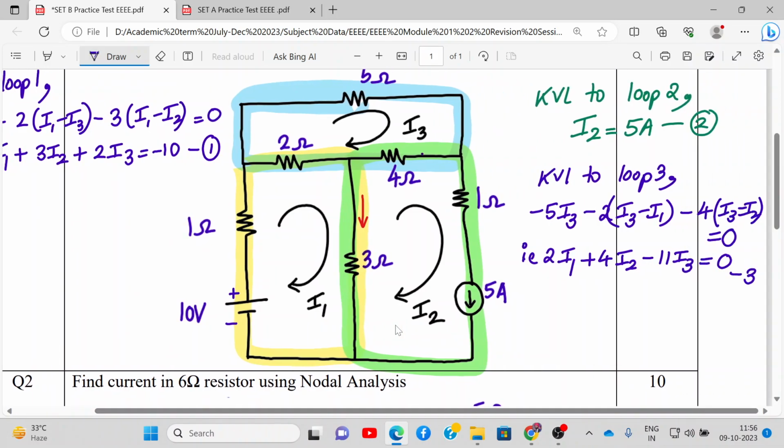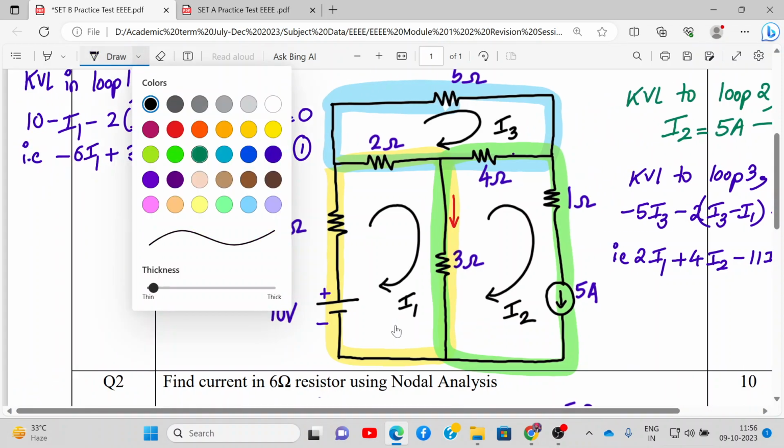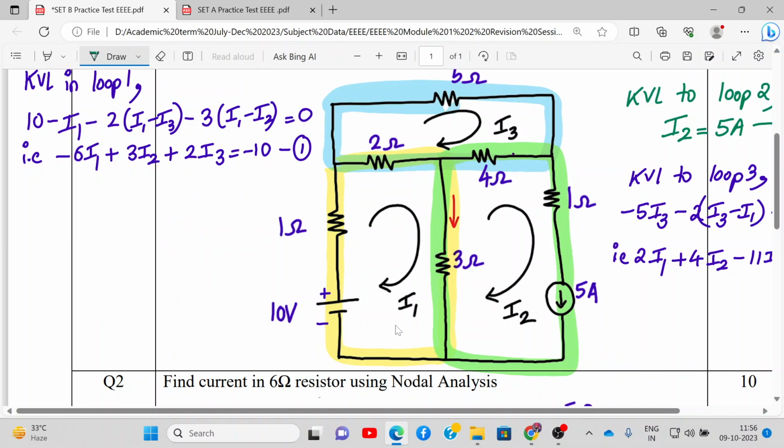Alright, so we know the value of I2 here, so we can simplify equation number 1 and equation number 3. Let me rewrite equation number 1 in green color. The value of I2 is 5 amperes. So here we can write it as minus 6 I1 plus 2 I3. This becomes 15, and it goes on that side, it becomes minus 15. So minus 10 minus 15 is minus 25. So this becomes equation number 4.